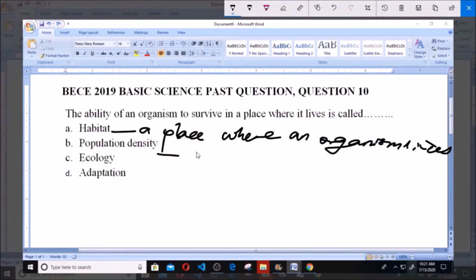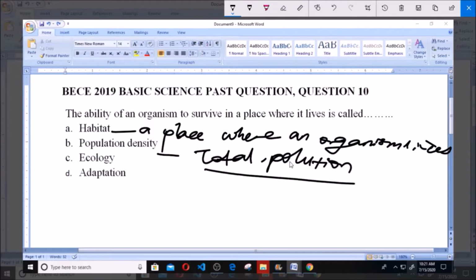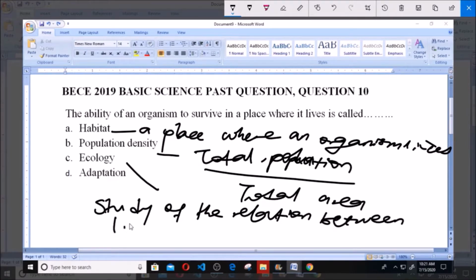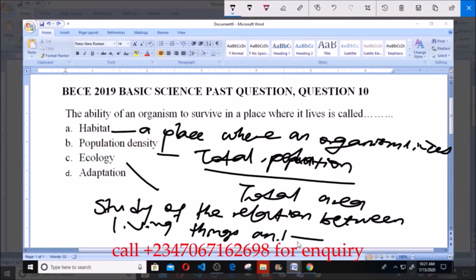Then population density, on the other hand, is defined as the ratio of the total population to the total area, which is not our answer. Why ecology, on the other hand? Ecology is the study of the relationship between living things and their environment.